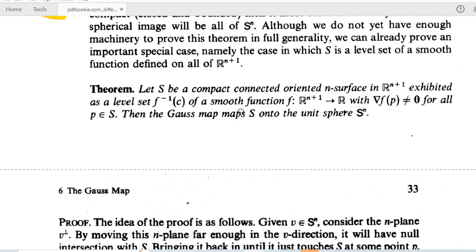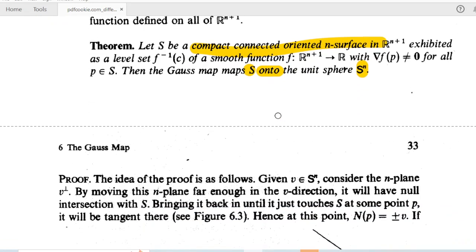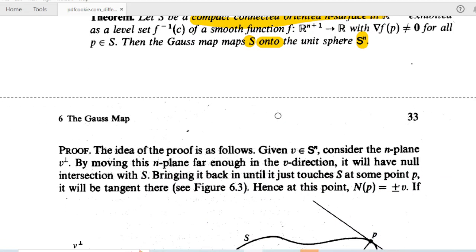So the main idea here is that if S is a compact connected oriented n-surface, then the Gauss map from S to S^n will be an onto function. So that is the main idea here. So let us see the proof.